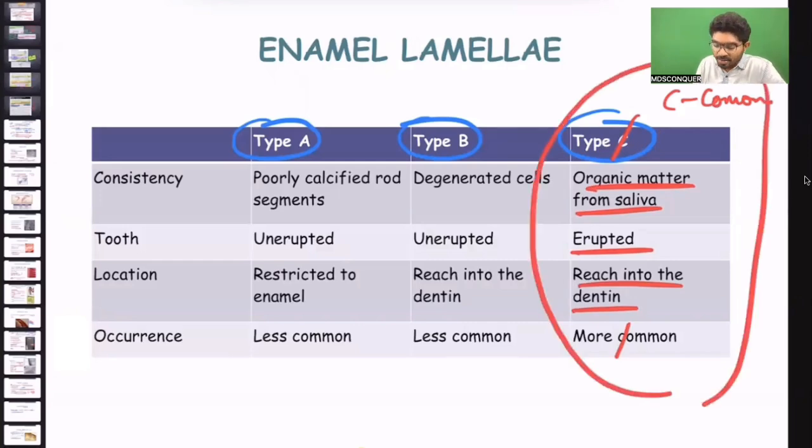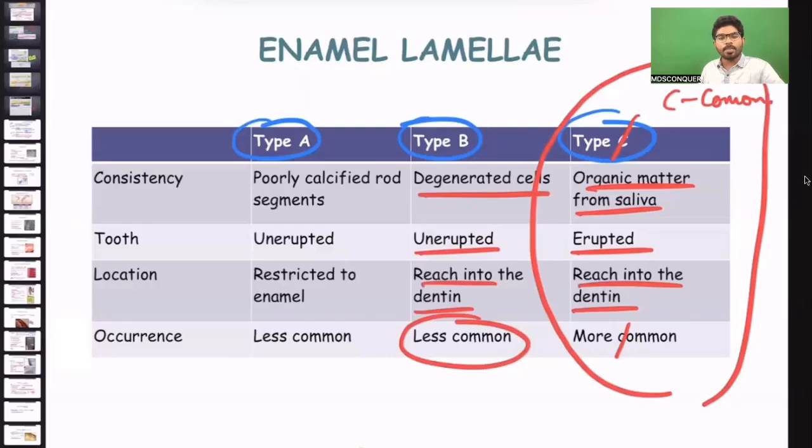The next one is B, for degenerated cells. Degenerated cells are seen in unerupted teeth. They also reach into the dentin, but they are less common. Next one, A, is poorly calcified enamel rods, in unerupted teeth, but these are restricted to the enamel only, and are less common.